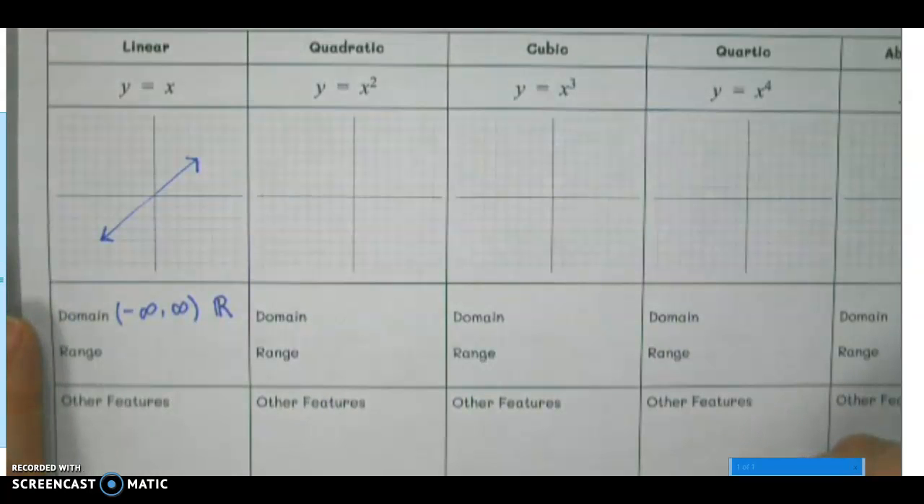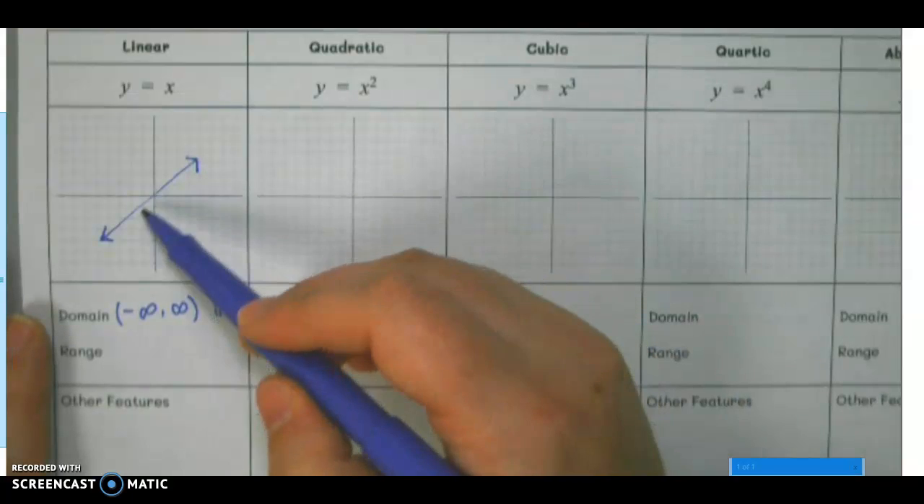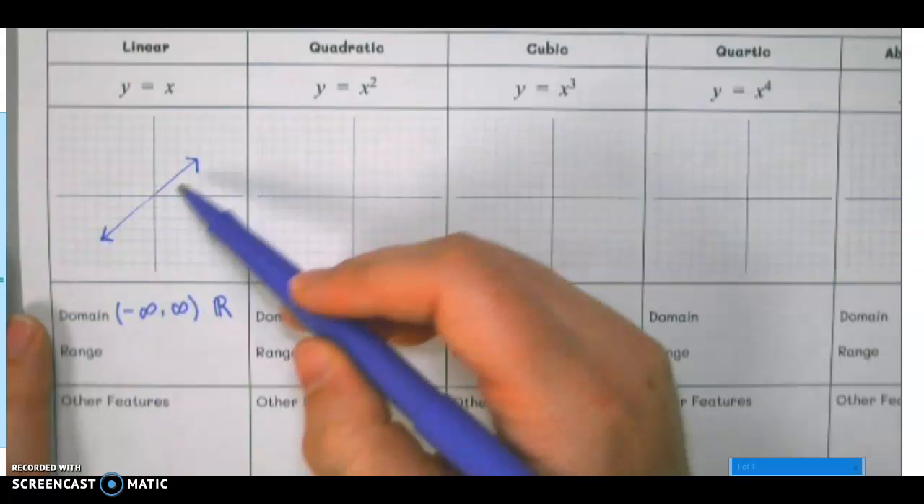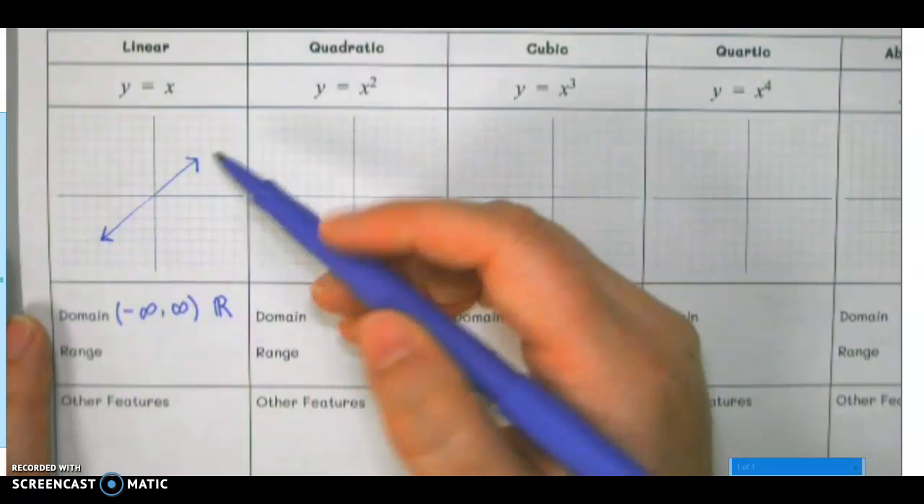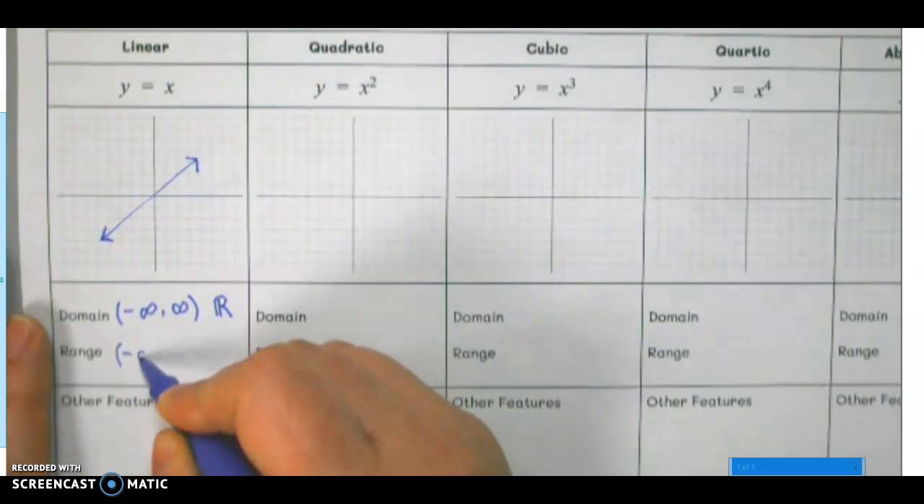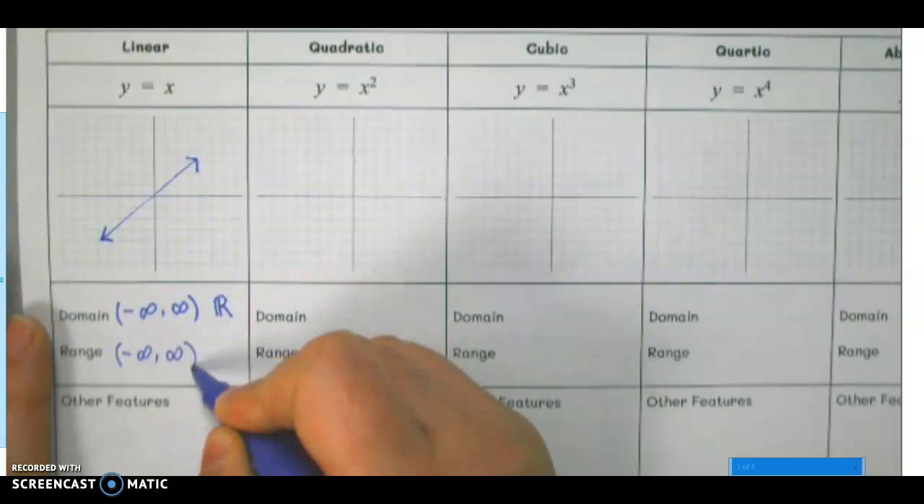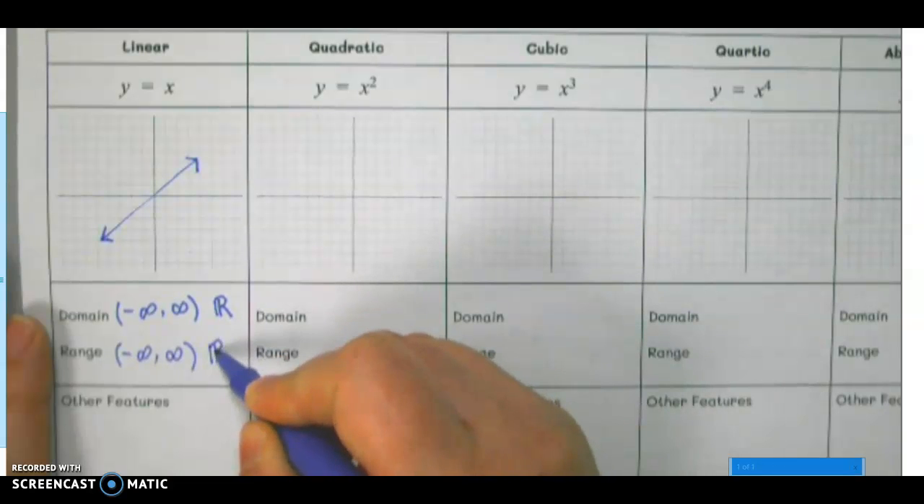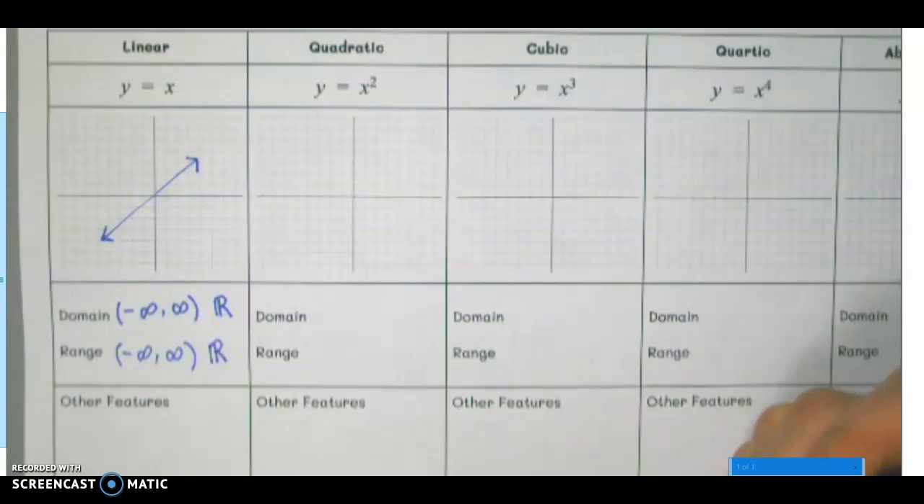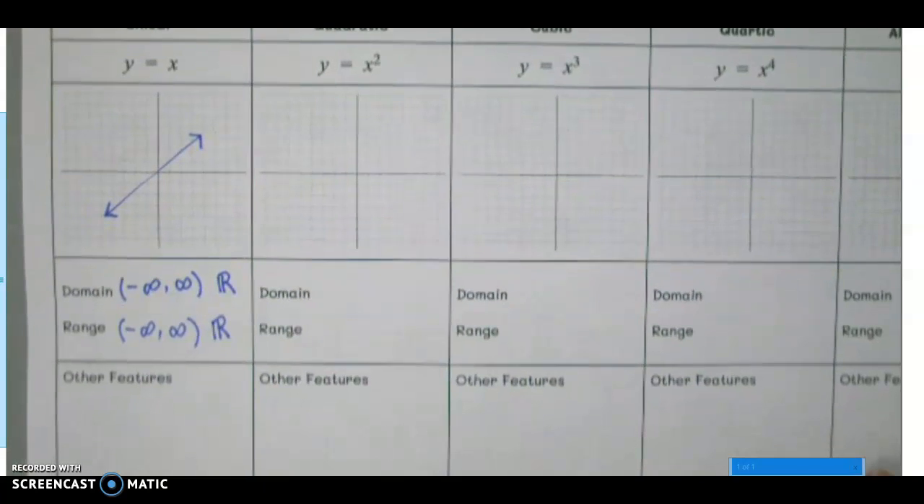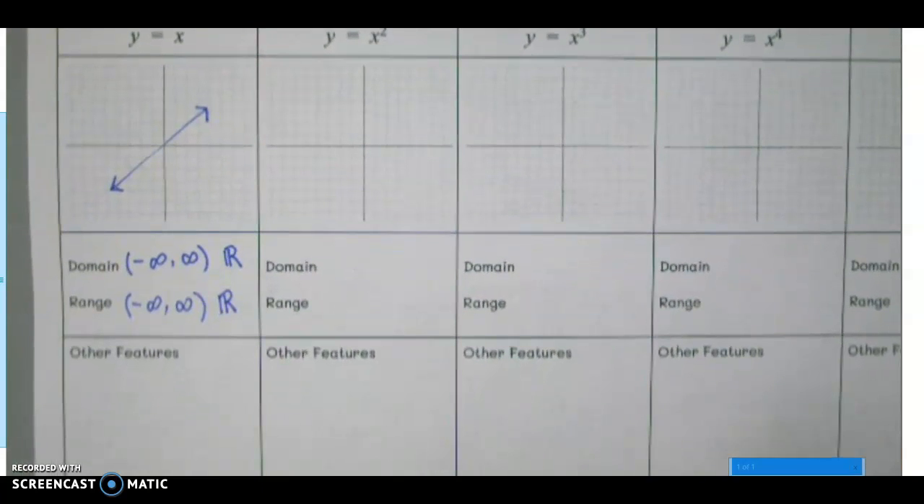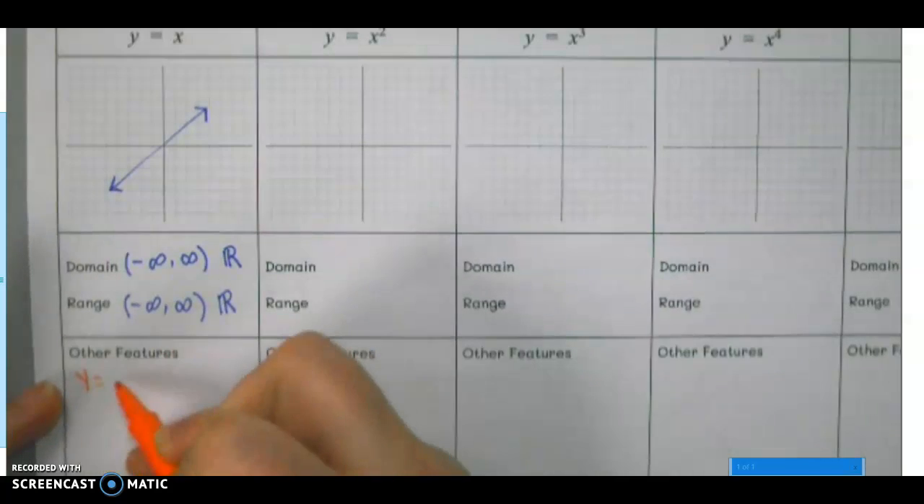All right, so domain goes from left to right. The range goes from the bottom to the top. So if you have an arrow pointing down and an arrow pointing up, then your range is also negative infinity to positive infinity. Or again, I'm just going to use that fancy R just because it's quicker to write. All right, so some other features of a linear function. Like I said, usually the equation will look like y equals mx plus b.